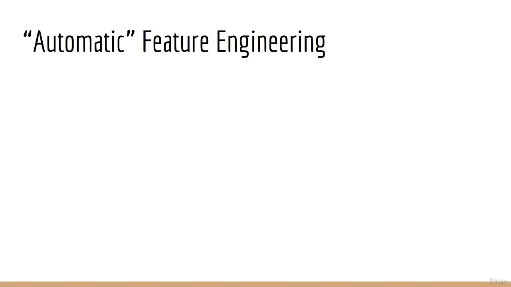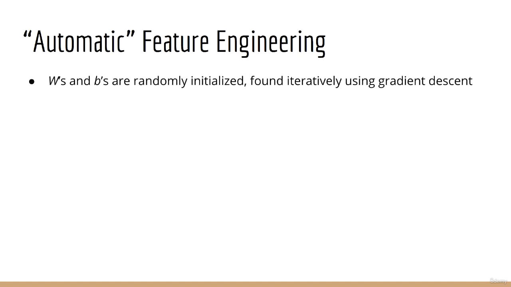There is an added bonus to using neurons for our features. If you recall, all the weights and biases are randomly initialized and found using an iterative algorithm called gradient descent when we call the model.fit function. What this means is that instead of having to do manual feature engineering to try and guess what features might be good, a neural network will do this automatically.